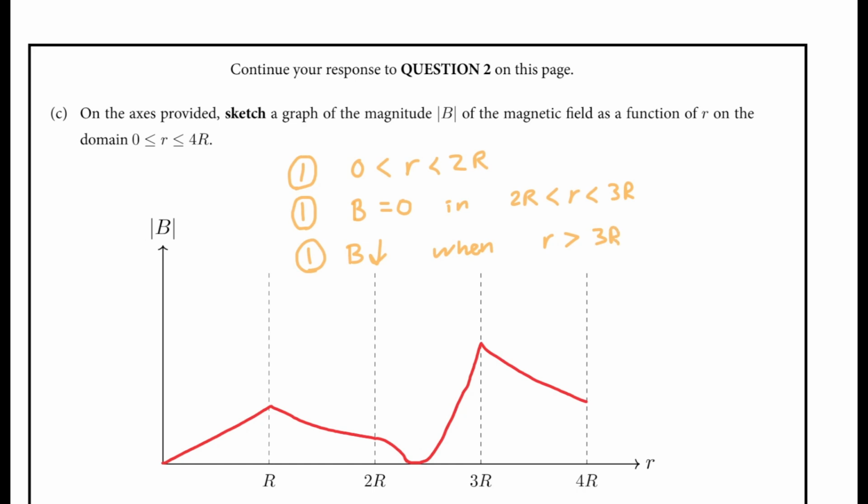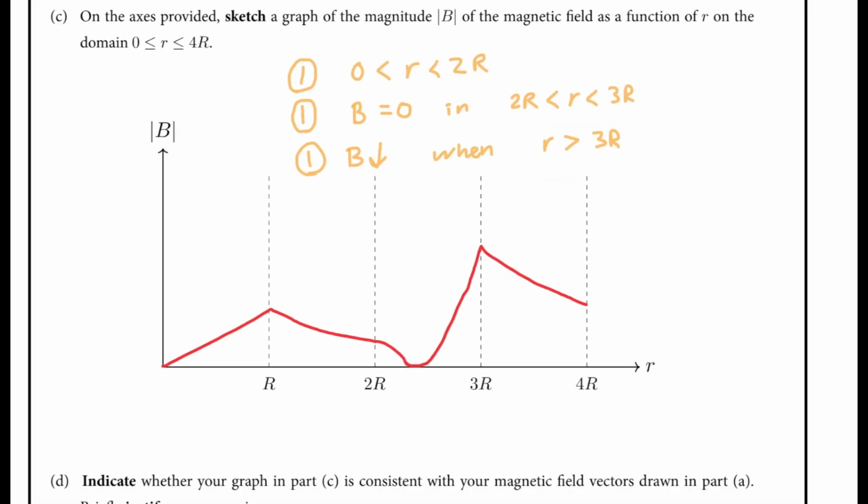So again, nothing about the heights matter. Your first point was for the linear increase and then decrease. Your second point was for hitting a 0. And your third point was for showing this decrease outside.